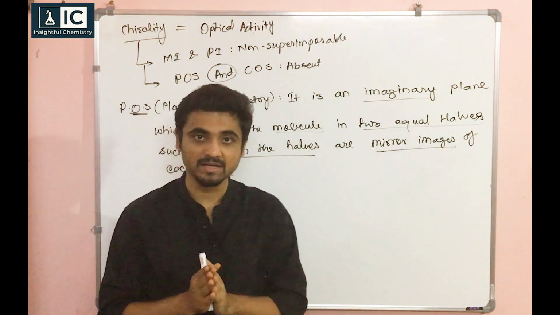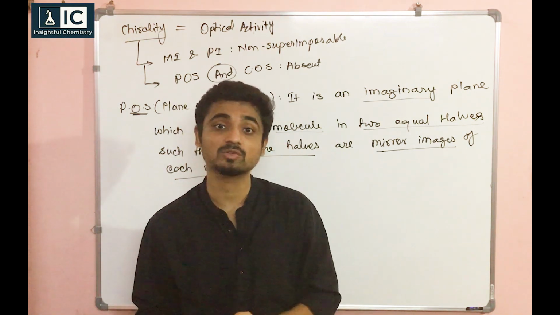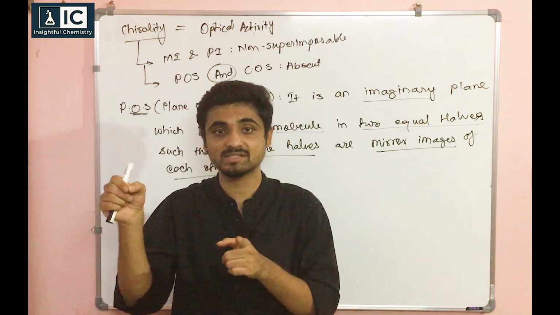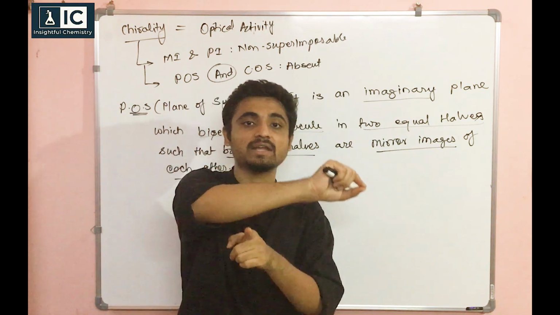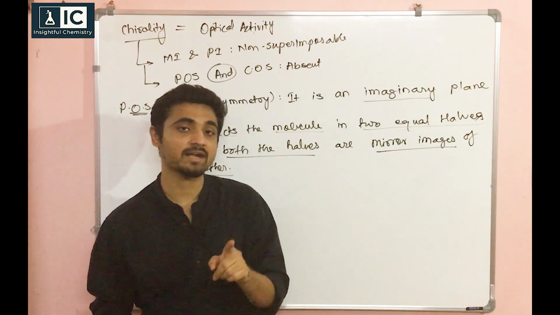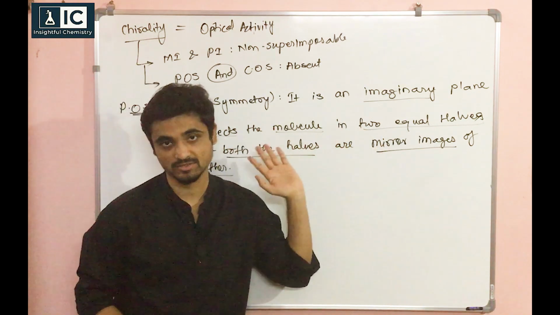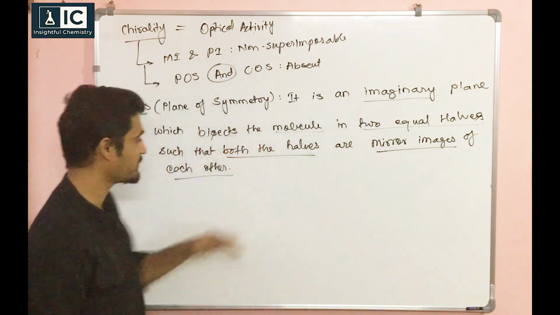So your plane, first of all, should cut in half. Second, that plane is also like a mirror. Whatever is on this side should have its mirror image on the other side of that molecule. Then we will call that plane a plane of symmetry if it follows these two conditions. That is the definition.